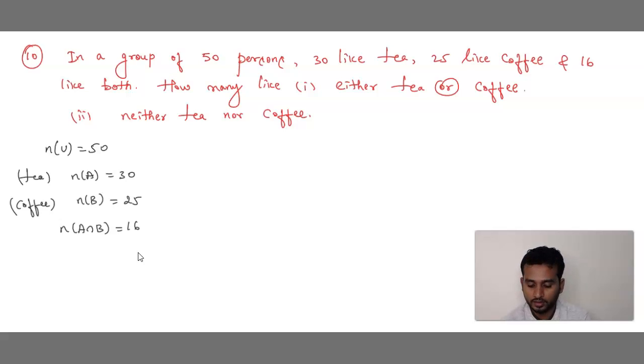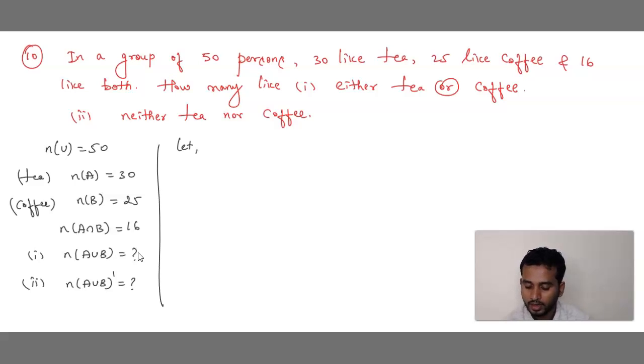Here we have two cases. Option 1: either tea or coffee. How many persons like either tea or coffee? Any of these. That is nothing but we have to find n of A union B. Option 2: neither tea nor coffee, which means the opposite, nothing they are going to drink. That is nothing but (A union B) whole transpose.